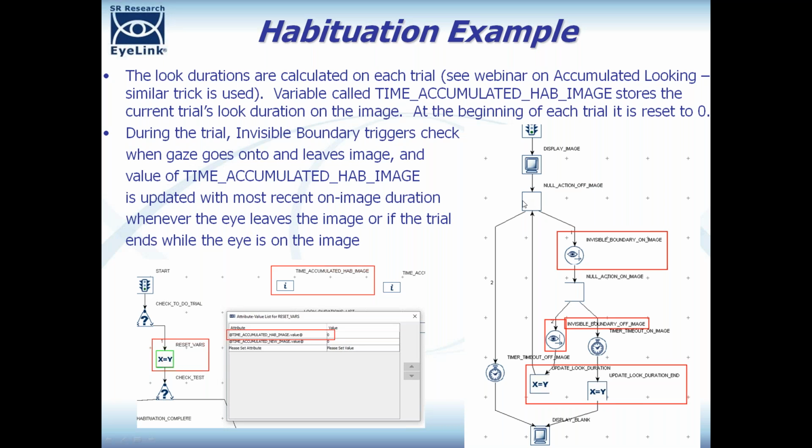And one of two things can happen here. Either the trial can time out, or the participant can look at the image. So we have an invisible boundary trigger here that's linked to an interest area that surrounds the image on our display screen action. And when they look at the image, we're going to go and start waiting again. And at this point, while they're looking at the image, one of two other things can happen. Either the participant can look away from the image or the trial can end.